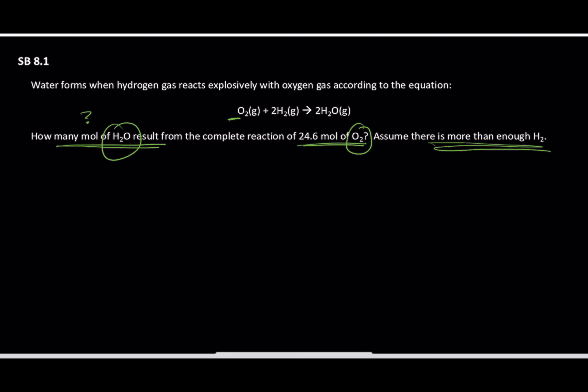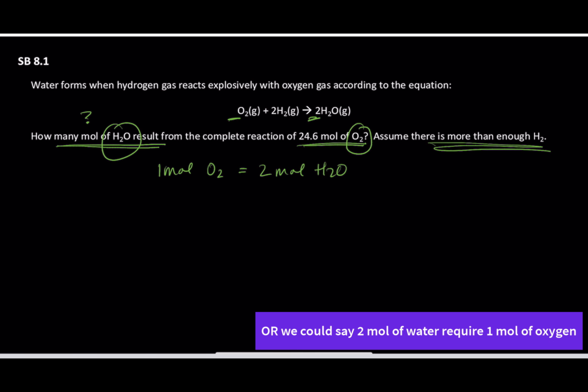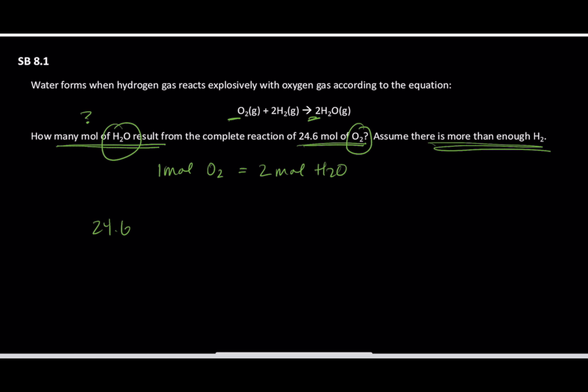So oxygen, water. What that says is that for every 1 mole of oxygen, I can produce 2 moles of water. That is a relationship defined by that equation. And that's my conversion factor that I'm going to use. So I'm going to start with my 24.6 moles of oxygen. And then just like every other conversion factor to date, I'm just going to line things up so they cancel, right? I need moles of oxygen to cancel, and I convert to my 2 moles of water up top.